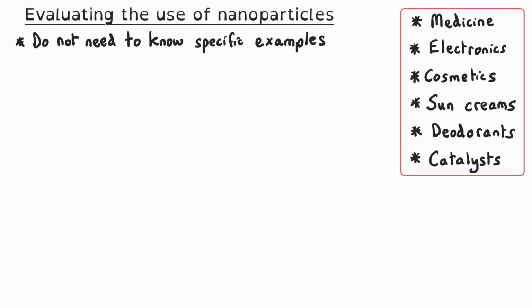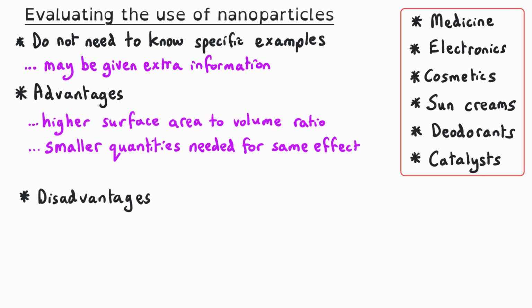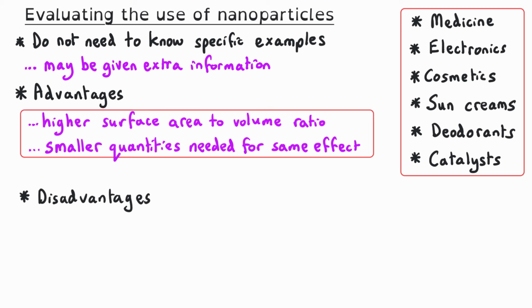You do not need to know specific examples of the uses of nanoparticles beyond the 6 I'm showing here, but you need to be able to consider the advantages or the disadvantages of the use of nanoparticulate material. It could be that you're given extra information to help you to evaluate the use of nanoparticles for a specific purpose. In general, nanoparticles have a higher surface area to volume ratio than the same material in bulk, and so that allows you to use smaller quantities for the same effect. So in other words, less mass is needed of this material compared to normal particle sizes. And these are the big 2 advantages, and I'd encourage you to focus on these in an exam question.